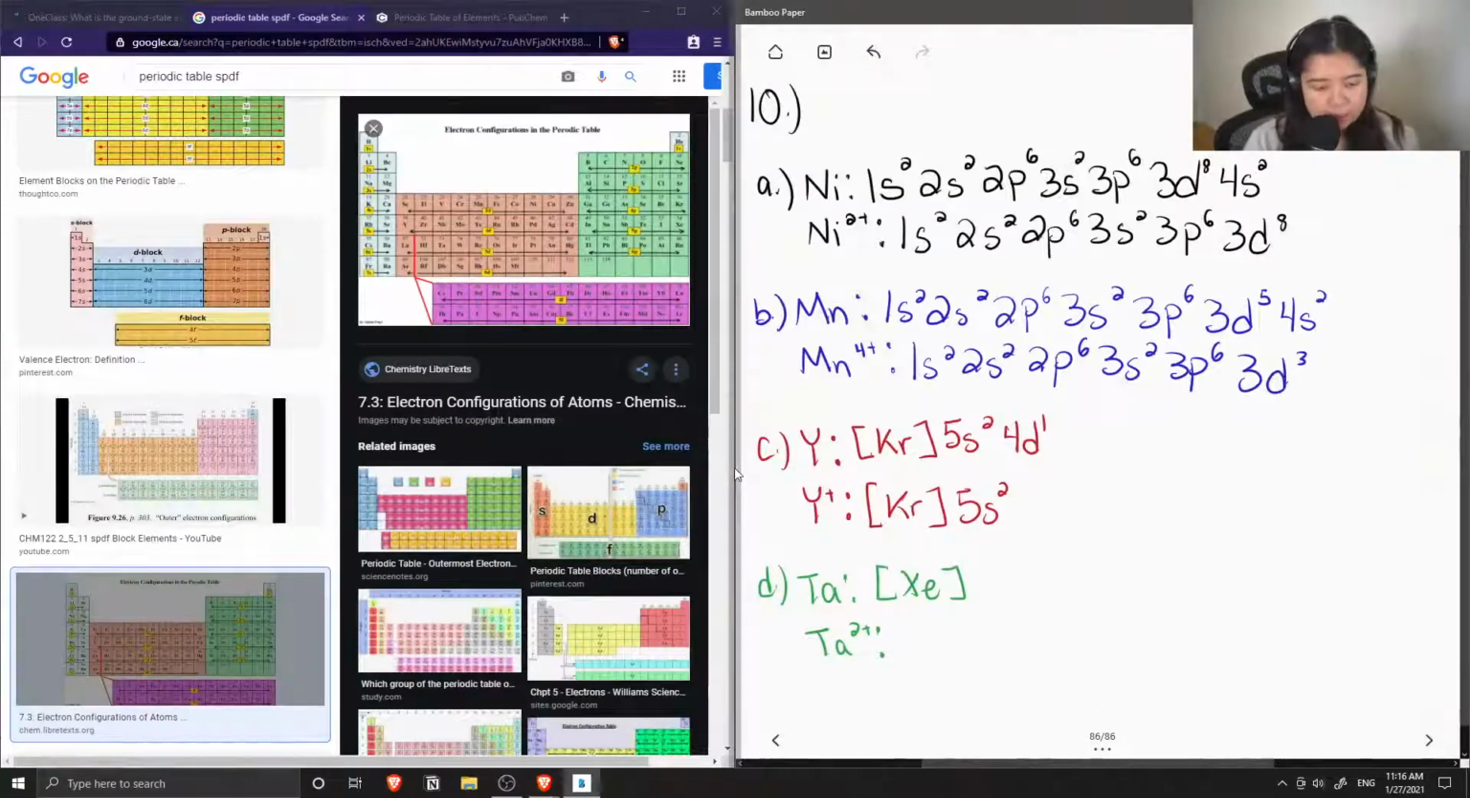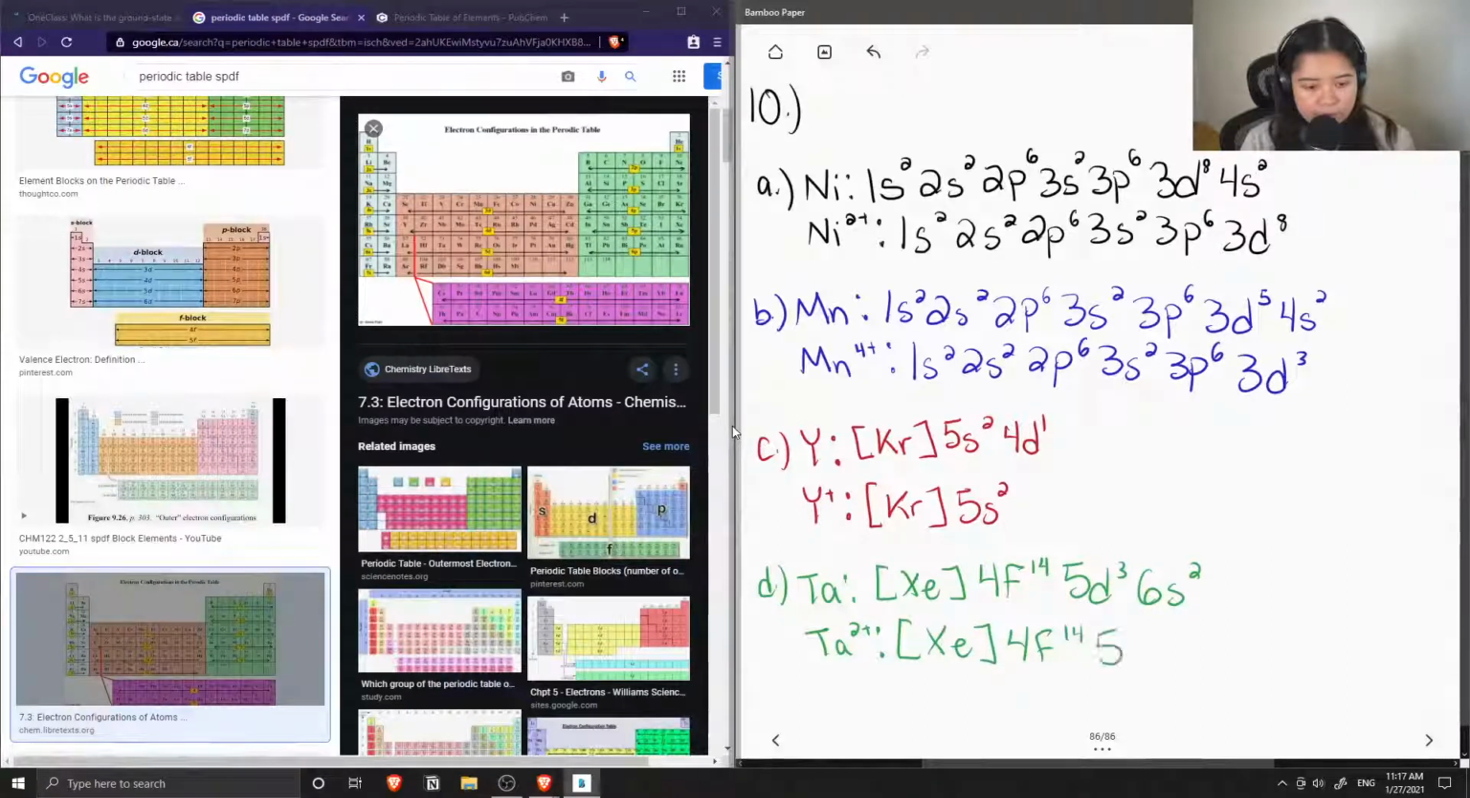So in this case, let's write out our 4f first. Also, the f block is inserted where this red line is, so we also have to take that into account when writing out our electron configuration. And since it's at a lower energy level than our 5d and our 6s, we would write it first. So it goes 4f14, and tantalum is found here, so we need to write 5d3, and then finally 6s2. And if we were to remove the 2 electrons, then our new electron configuration is xenon 4f14 5d3.